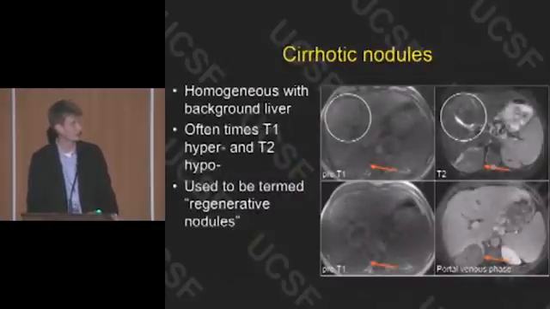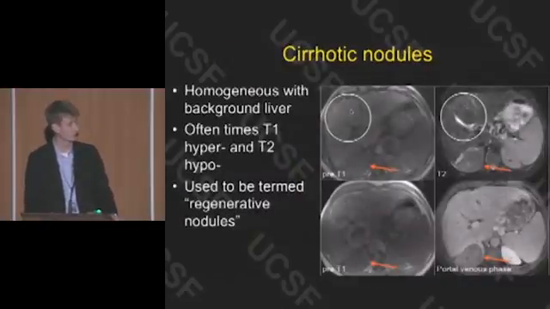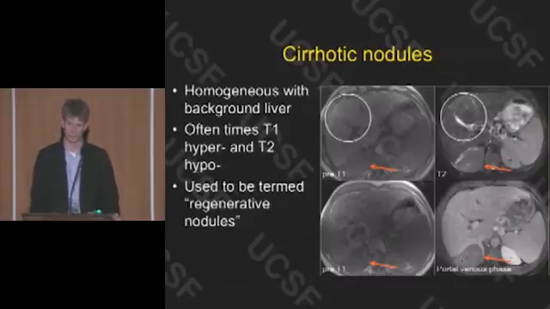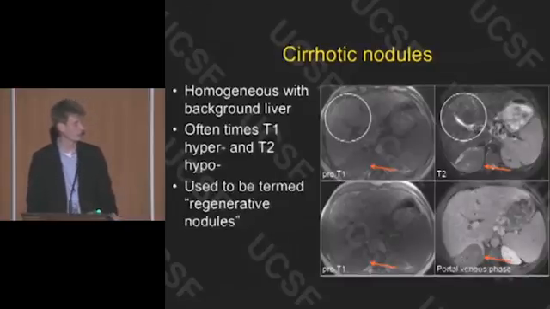Here's an example of cirrhotic nodules. It's usually T2 dark, slightly T1 bright. They all look sort of homogeneous in terms of enhancement pattern. This is pre-T1, and then portal venous phase. And obviously your HCC is brighter on T2, is dark on T1, washes out in the portal venous phase. So this is an example of a lot of cirrhotic nodules with an adjacent hepatocellular carcinoma.